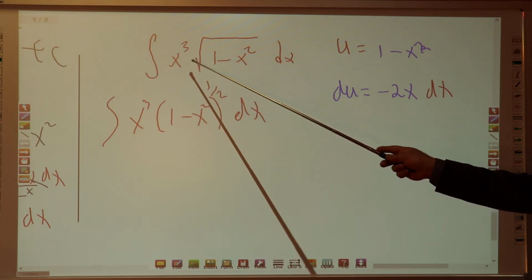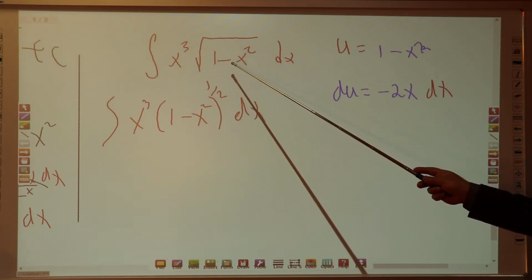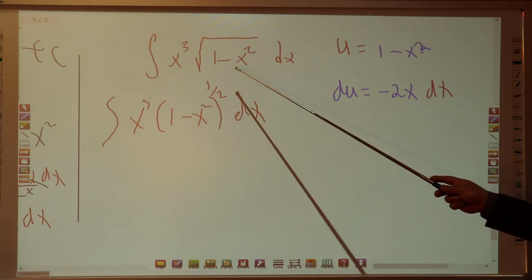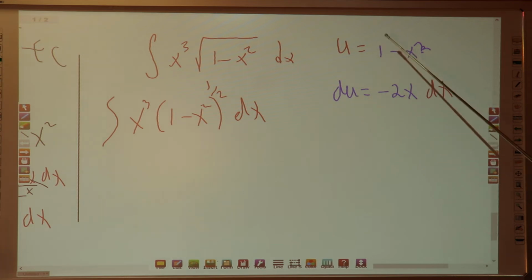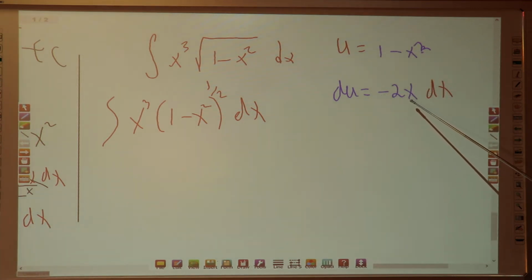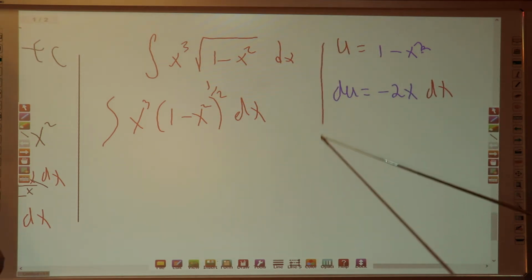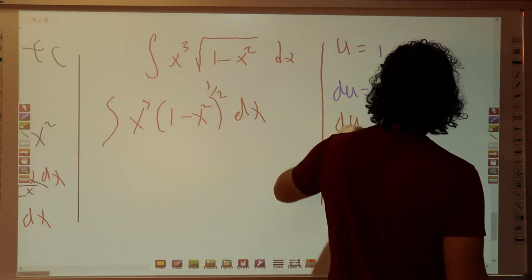If you want to choose u equal x cubed, it's going to be x squared, but you're going to cancel it because you have 1 minus x squared. Ismail, he chose u equal to 1 minus x squared, du, the derivative of 1 is 0, negative x squared is negative 2x dx. Then, okay. Go ahead. du over negative 2x.